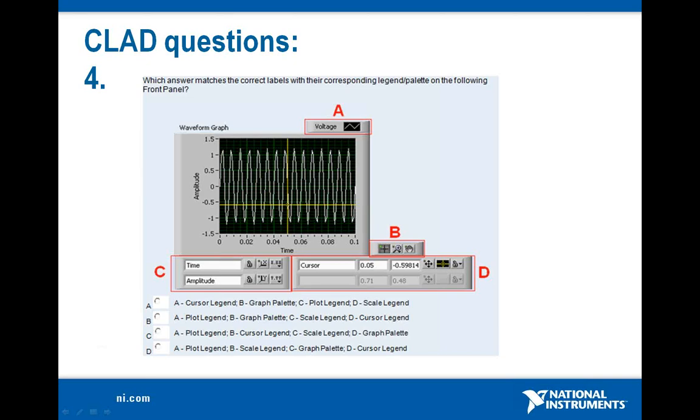And the answer to this question is option B, where A is plot legend, B is graph palette, C is scale legend, D is cursor legend.